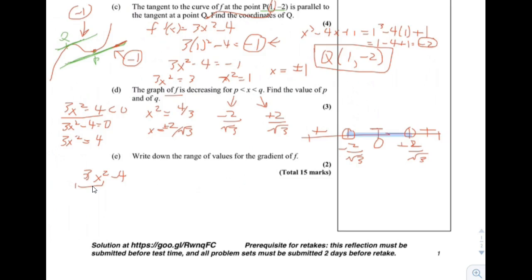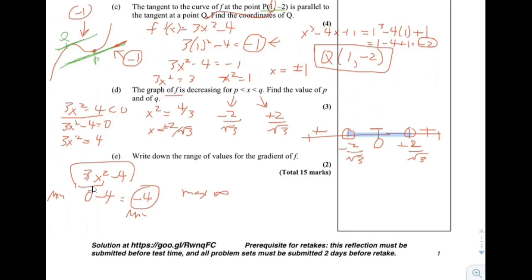Okay, so the minimum value of the function is going to be 0 minus 4, which is negative 4. So this is the minimum value. What's the maximum value? Well, you can make this as big as you want. You just put a million in there, and it's going to be even bigger. You could put a billion in there, it's going to be bigger. So the maximum is infinity.